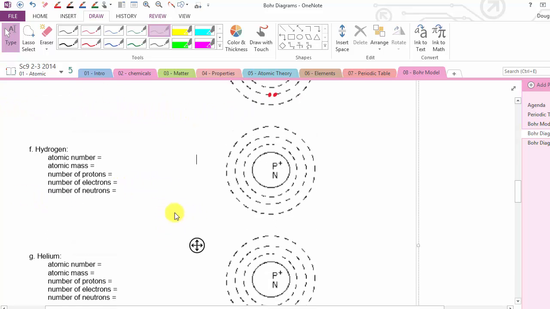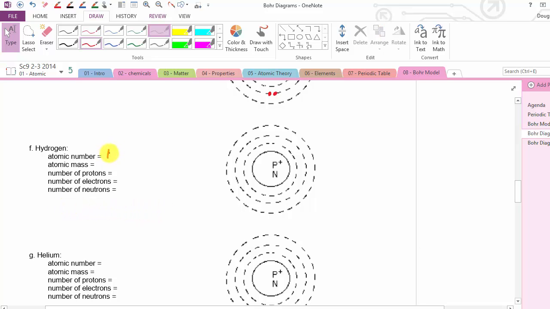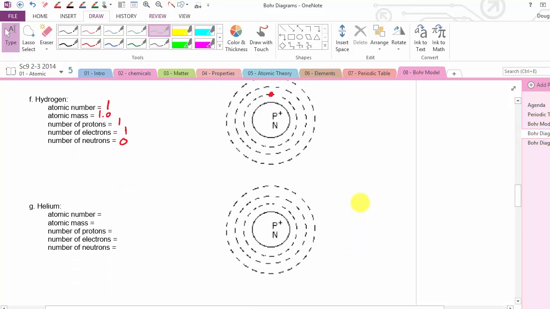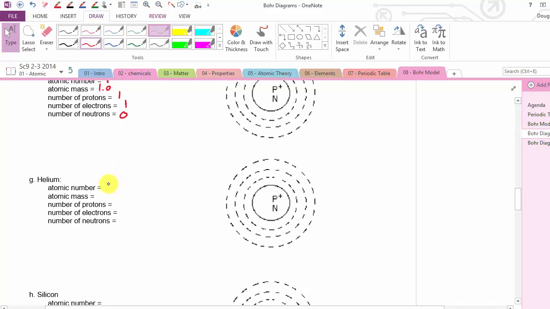Hydrogen is a little bit different. Hydrogen has an atomic number of 1 and atomic mass of 1. There actually is no neutrons in an atom of hydrogen. So it has 1 proton, 1 electron. That's it. Doesn't get much easier than that. Helium has an atomic number of 2, so it has 2 protons, 2 electrons, 2 neutrons, and atomic mass is 4.0. So that's helium.